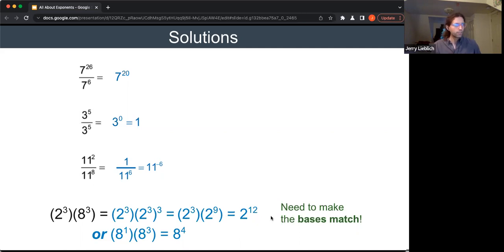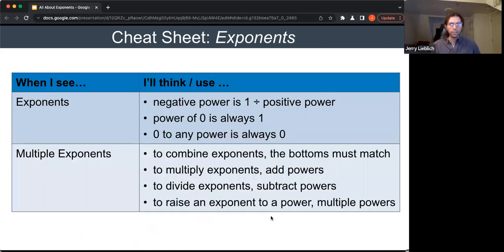Before we get to that, though, just want to review our exponent rules. We need to know how to deal with a negative power, that a power of 0 is always 1, and 0 to any power is 0. If we're combining multiple exponents, we need the bases to match. When we multiply exponents, we add the powers. When we divide the exponents, we subtract the powers. If we raise a power to a power, we multiply those powers.